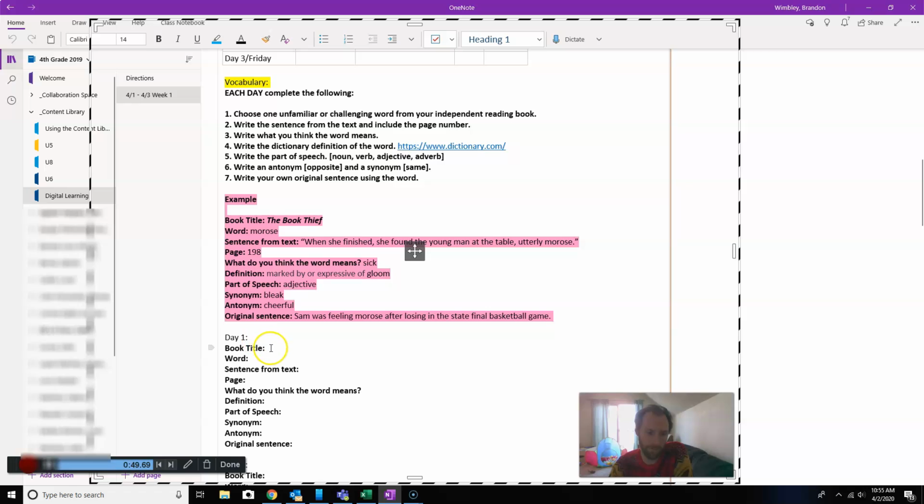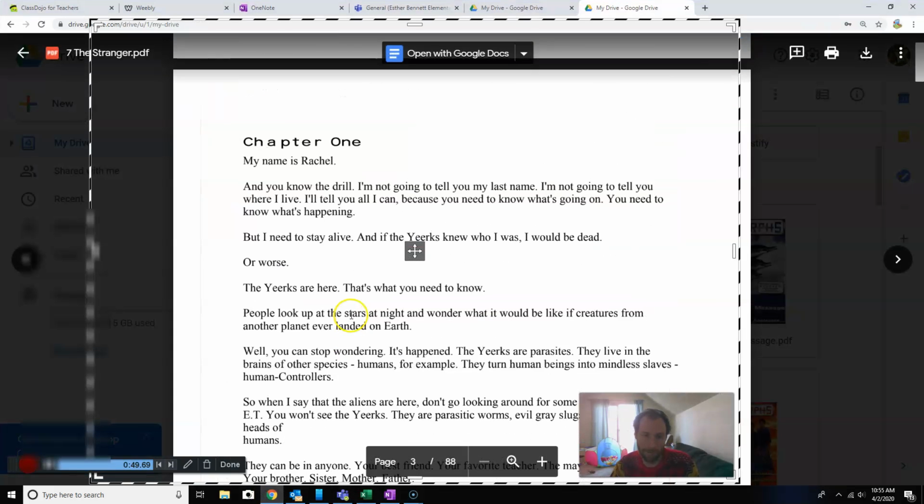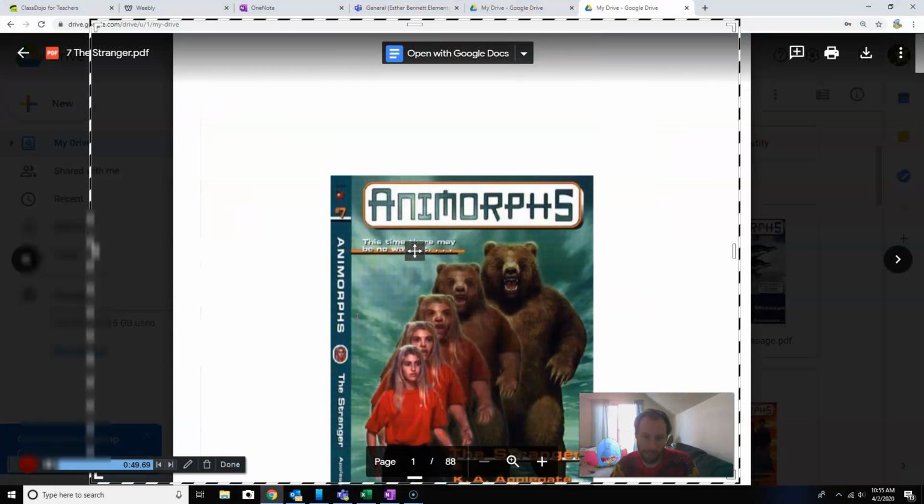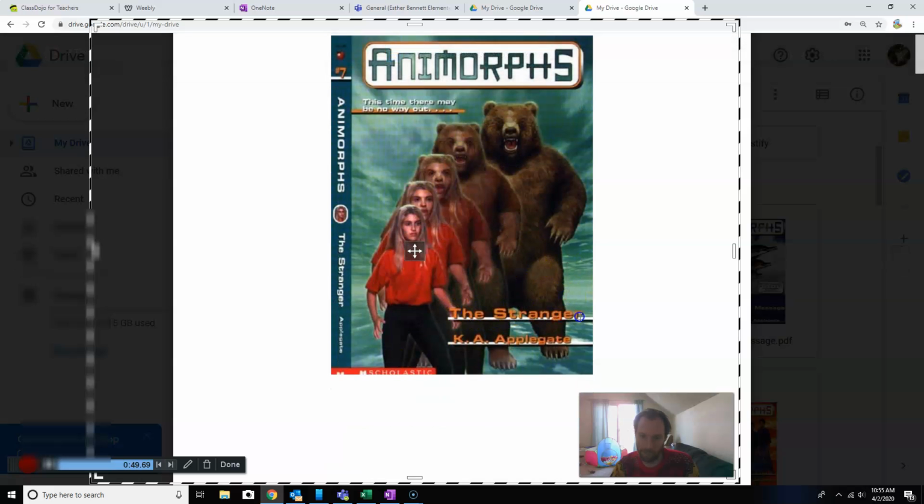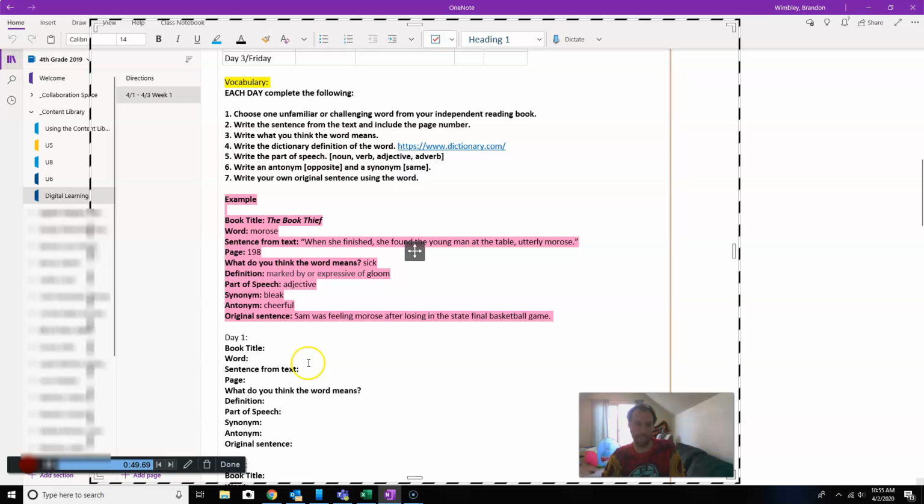So day 1, I'm going to put the title of the book I read. If I read more than one, I'm just picking one. So the book that I'm reading right now, it's on my Kindle, and it's called Animorphs, and it is The Stranger. So I'm going to copy that down for the title.